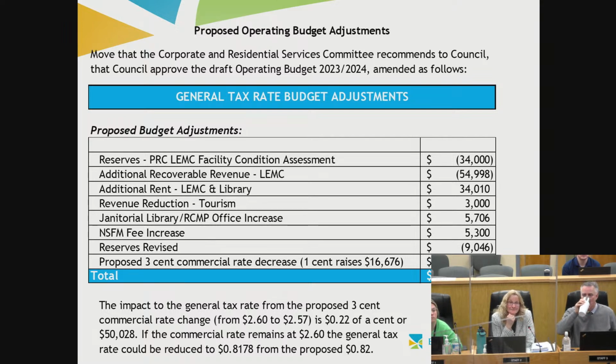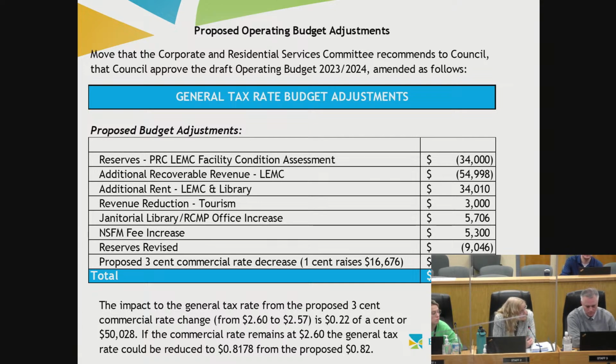But with all the adjustments there, if we did not reduce the commercial rate by 3 cents, we could reduce the residential rate to 0.8178 instead of 0.82, which is a slight reduction. It's just where that money goes. I guess my question is, where are we at 260? Are we middle of the pack? Are we high? Are we low when we compare to?